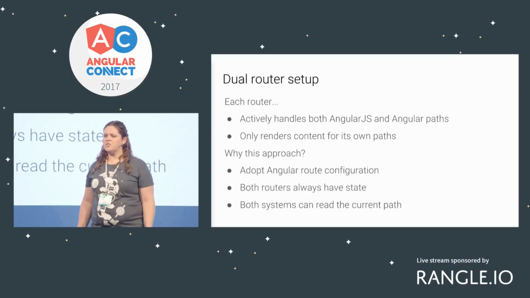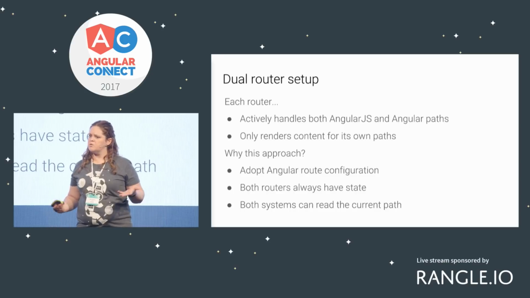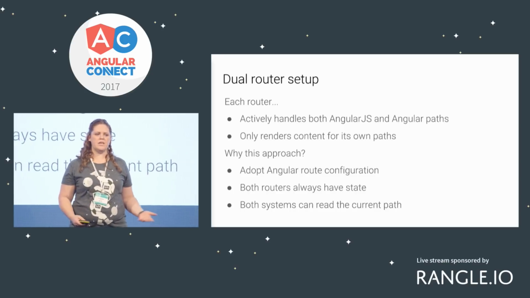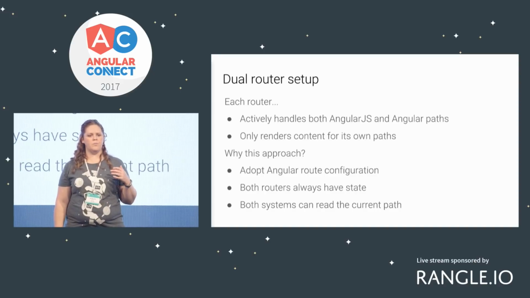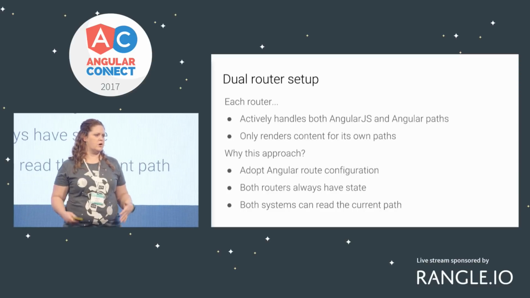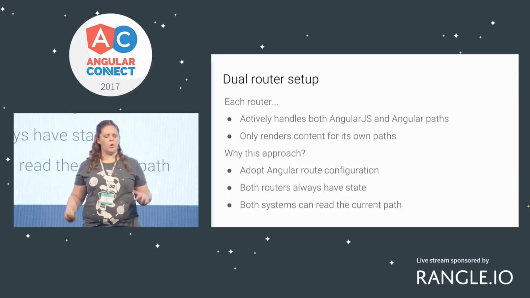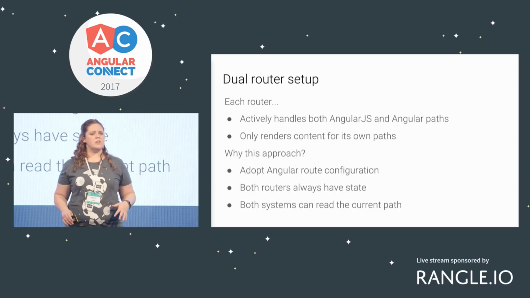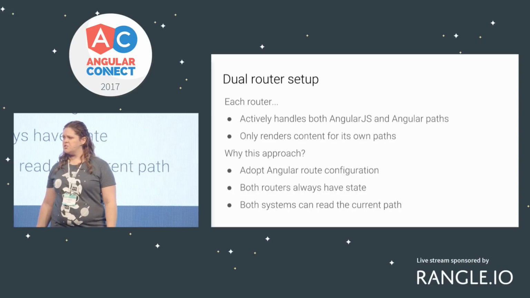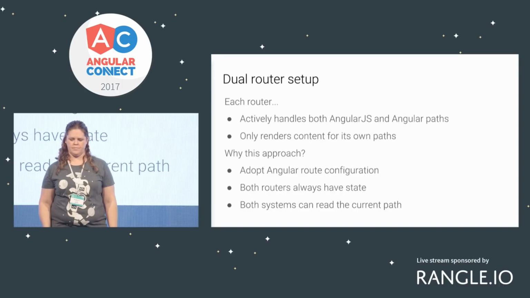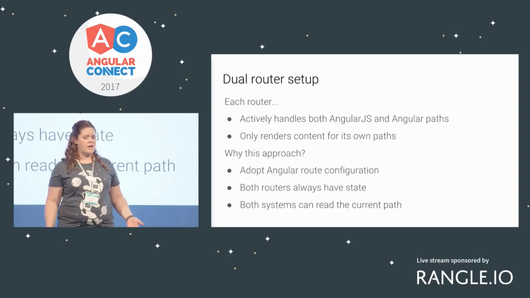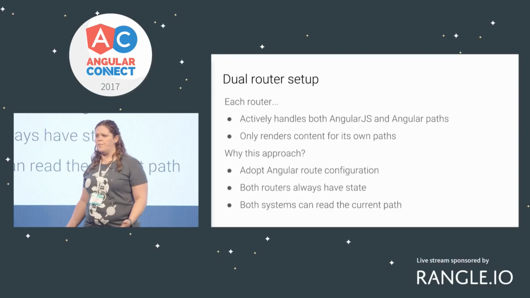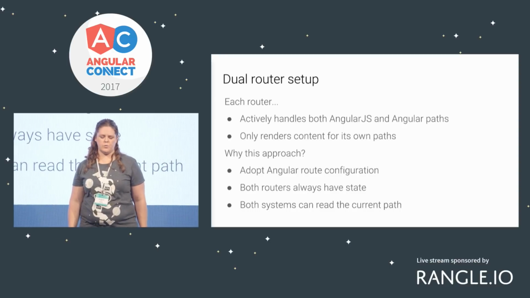So to do this, we're actually running both routers at the same time. Similar to how we're bootstrapping both applications, we set up both routers. And we actually have both routers seeing and handling every single path in our application, regardless of which system owns that path. But we make sure that only one of the systems gets to actually render content. This is also useful because it means that both routers always have a state, and they can always see the current path. So this can help out with some of those ng-upgraded services as well.